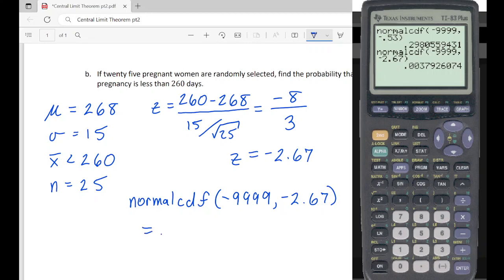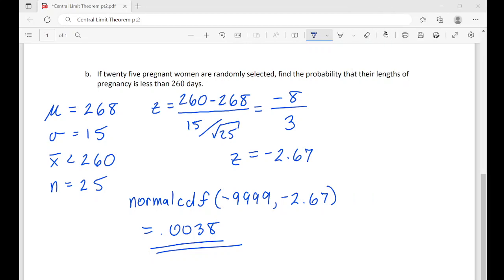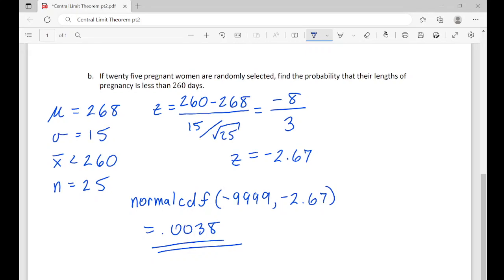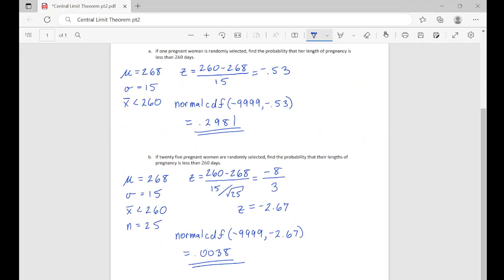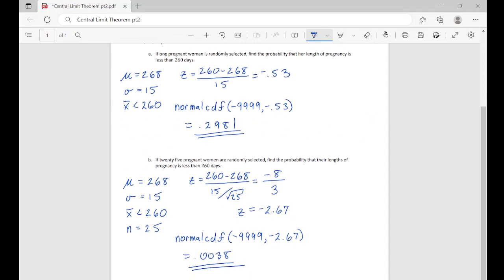So 0.0038. So the probability of selecting 25 women that will have a pregnancy lasting less than 260 days is 0.0038. So again, here is the comparison between a single individual, a single woman that has a pregnancy lasting less than 260, and a group of women, 25 in this case, having a pregnancy lasting less than 260 days.